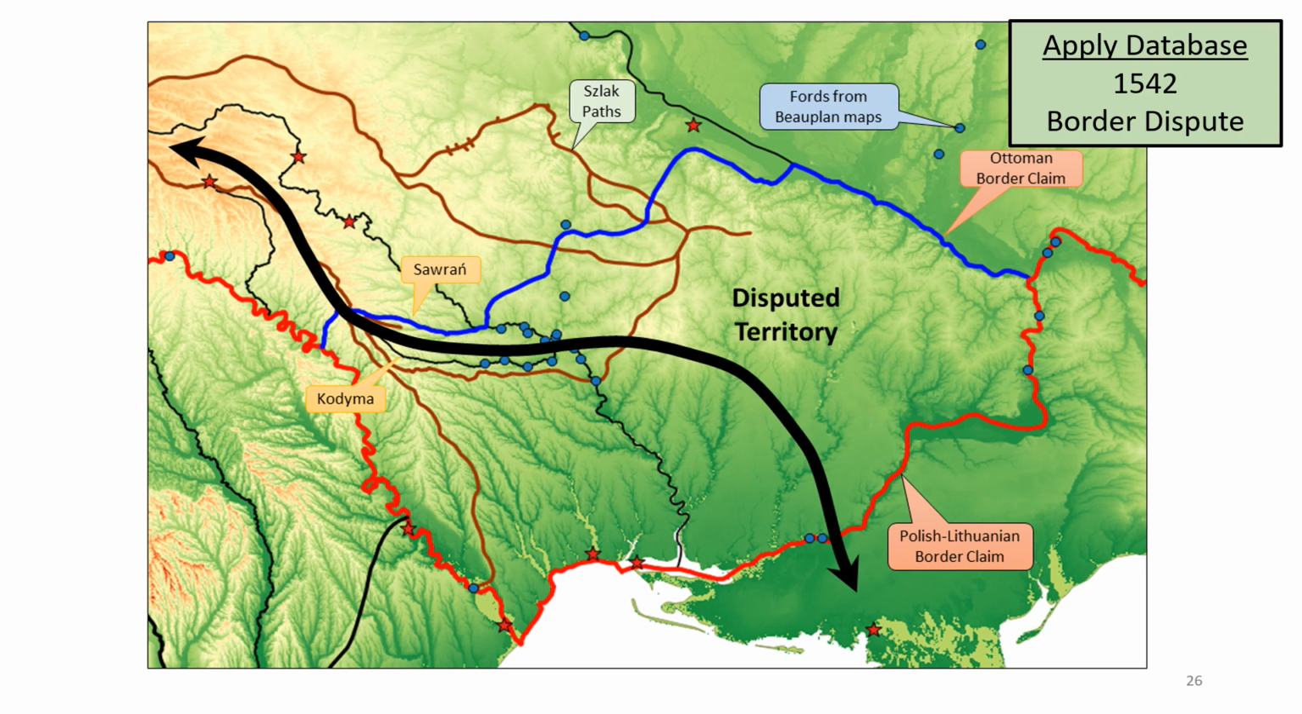Providing this geographical context to the 1542 border dispute reveals the strategic significance of the small area between the Savran and Kodama rivers. This view of terrain, river, and river ford locations reveals a natural attack and defense corridor through the disputed territory and between Poland-Lithuania to the northwest and the Ottoman Empire to the southeast.